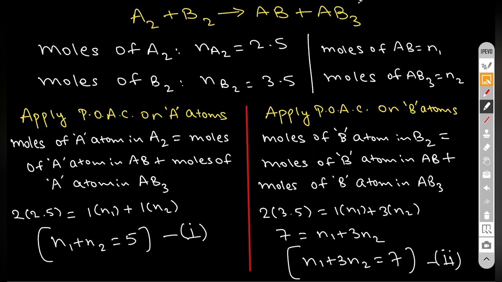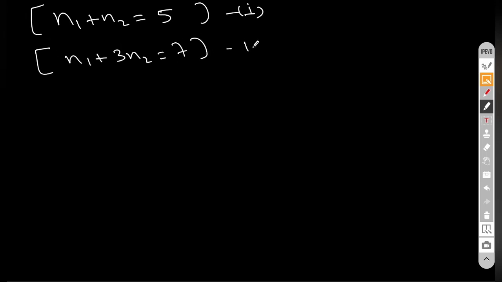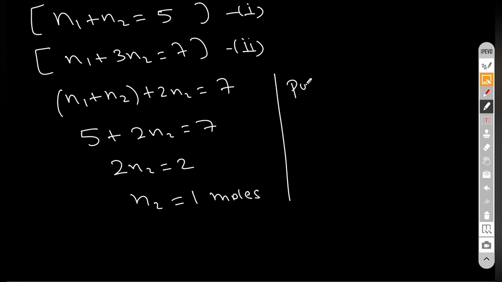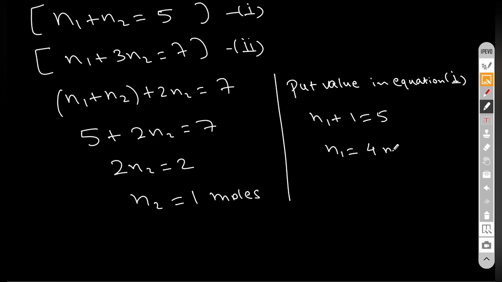We will solve 1 and 2 to get N1 and N2 respectively. On further solving, N1 plus N2 is equal to 5. This is equation 1, and N1 plus 3 N2 is equal to 7. This is equation 2. We'll simplify equation 2 further. So it will come out to be N1 plus N2 plus 2N2 is equal to 7. The value of N1 plus N2 we know, 5 plus 2N2 is 7, 2N2 is 2, and N2 is 1 mole. Now put the value of N2 in equation 1. So it will come out to be N1 plus 1 is equal to 5, N1 is equal to 4 moles simply.